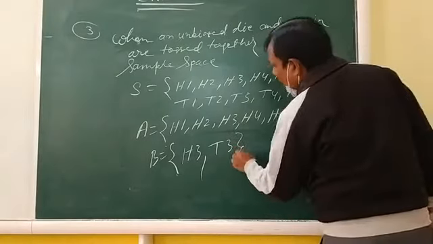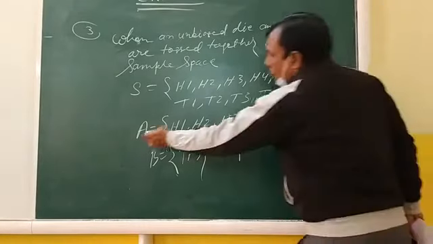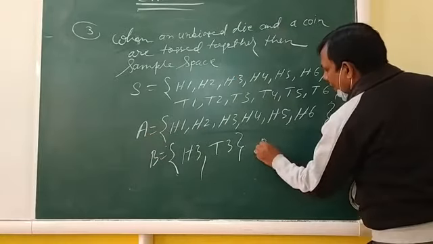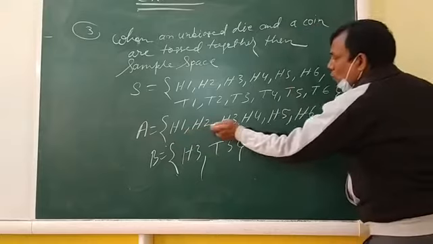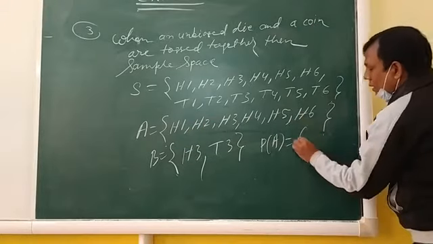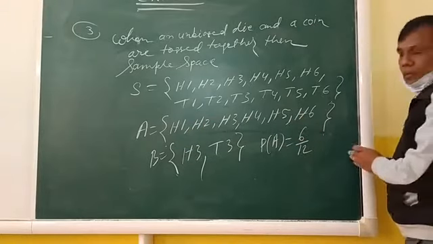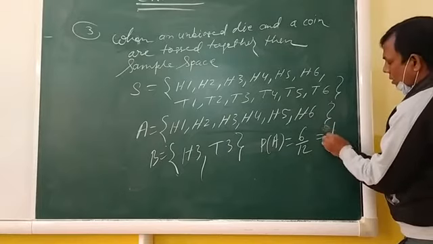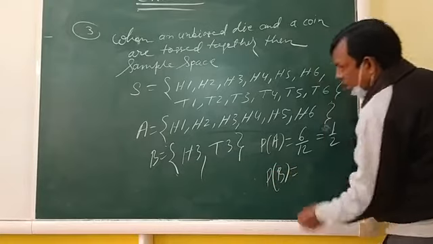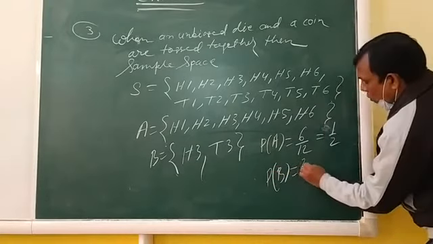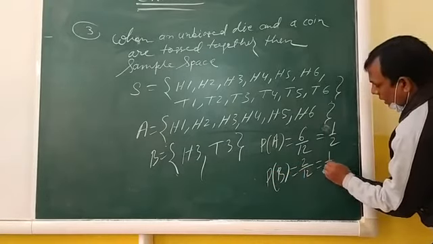Okay. Now we see what is the probability of A. Probability of A is 6 by 12, that is 1 by 2. Okay. What is probability of B? 2 by 12. That is 1 by 6.